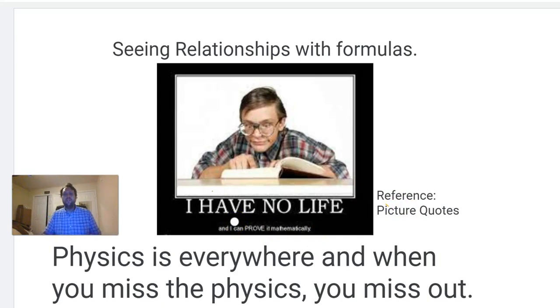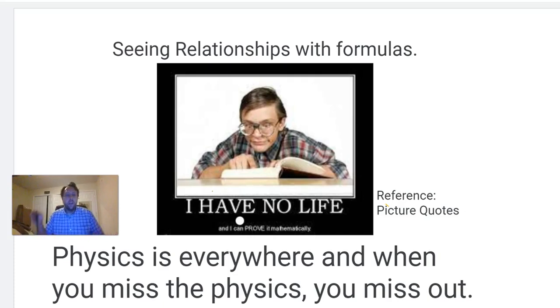We're not talking about seeing relationships like dating people with formulas. We're talking about, can you see from a formula how two variables relate to each other and make predictions based on that, even when you don't have numbers to put into the formula? This is a very important skill, and once you learn to use it, it becomes very powerful. We're going to use it all year long.